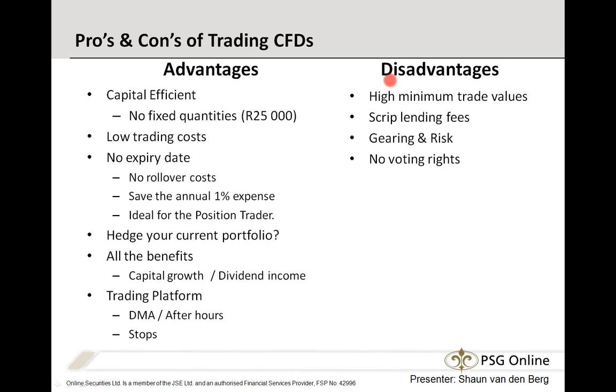So if you look at some disadvantages, they say it is a disadvantage. You've got to look at the exposure, scrip lending fees, gearing and risk again, and then no voting rights. You can have 1,000 Old Mutual shares. You cannot attend the AGM as a shareholder. You're a trader, not a shareholder. Okay.